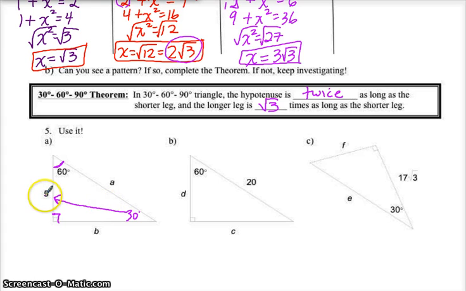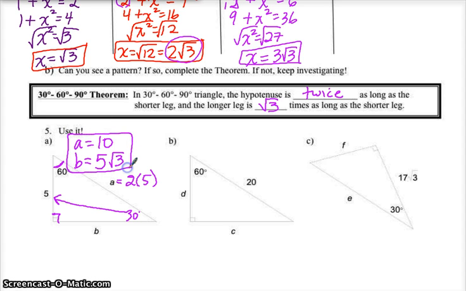So if the shortest side is 5, what is the hypotenuse? Well, the hypotenuse has to be twice that. So the hypotenuse is 10. What does B have to equal, the longer leg? Well, it's just the shorter leg times root 3, and that's it.